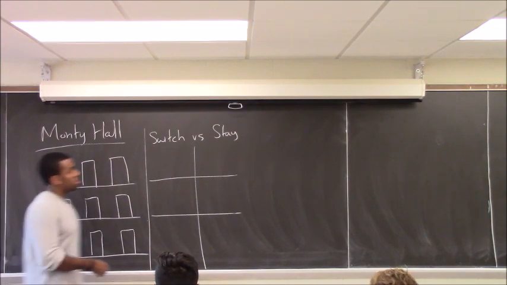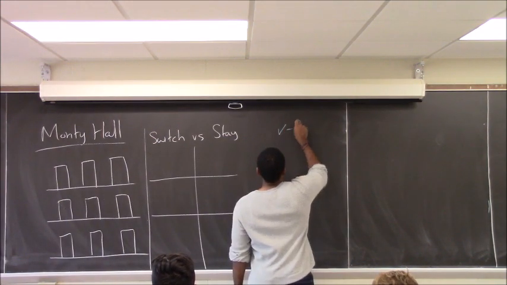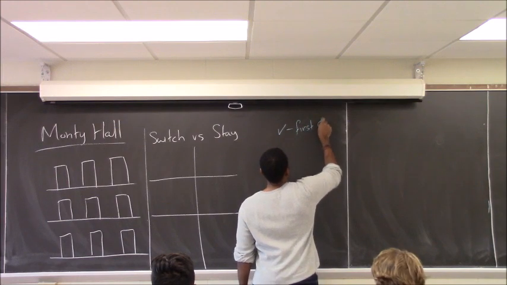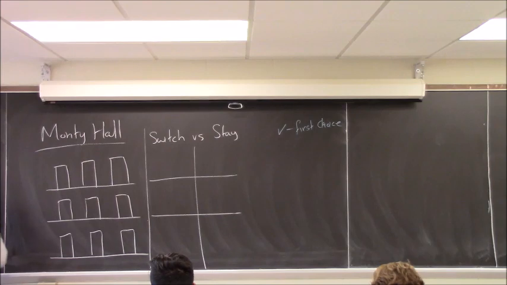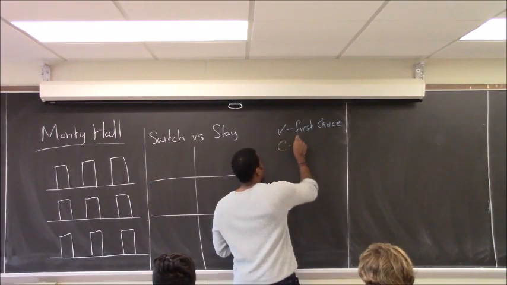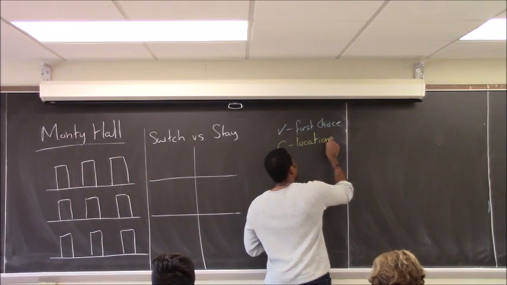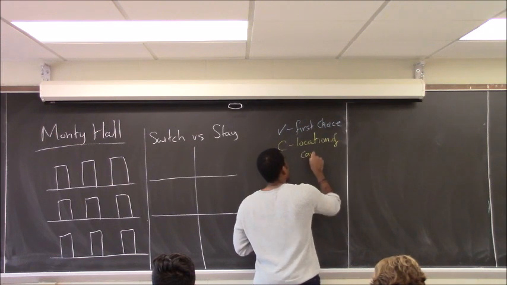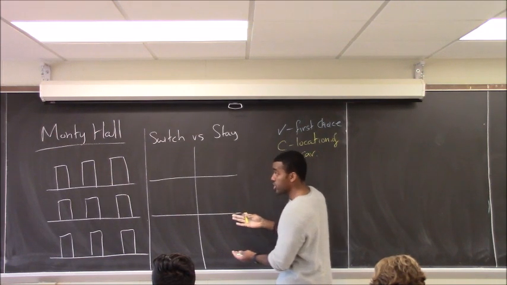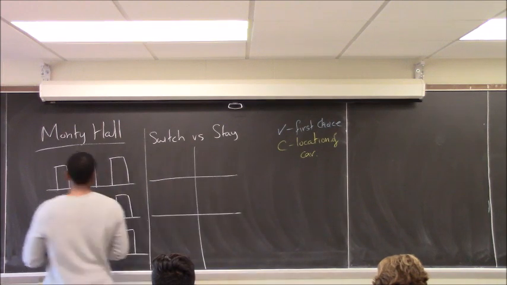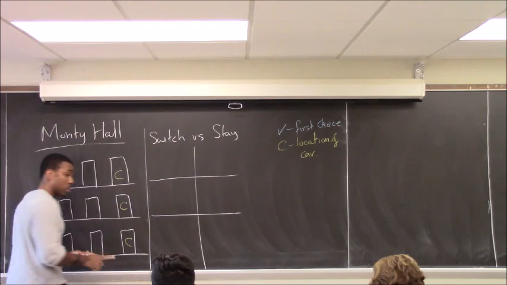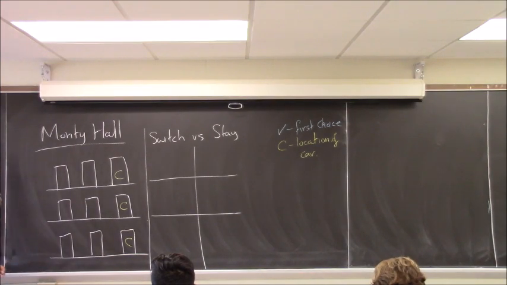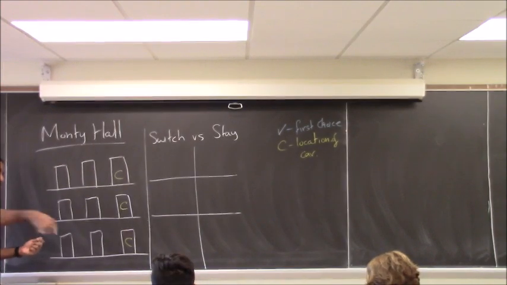Okay, so check is your first choice, and C is the location of the car. Now the location of the car can be behind any one of these doors, but for illustrative purposes, let's say it is behind door number 3 in this example. So that's where the car is, but we don't know that, right? But it's behind 3. So I'm pulling back the curtains for you guys. You guys are the workers behind the scenes.